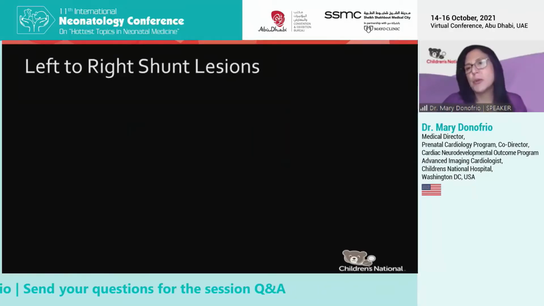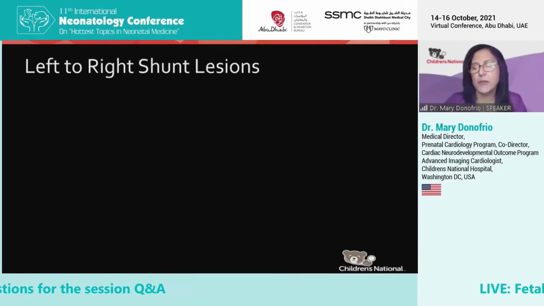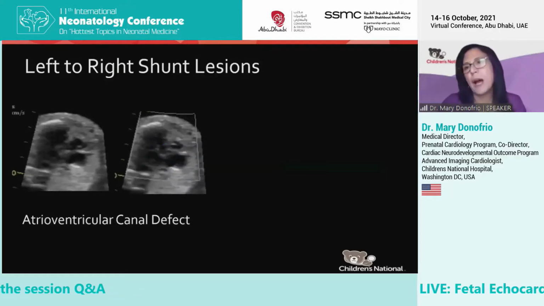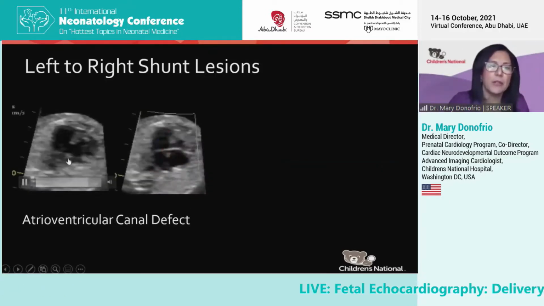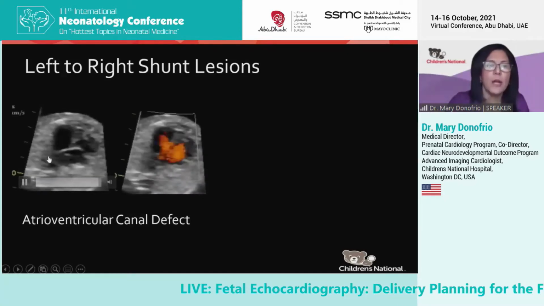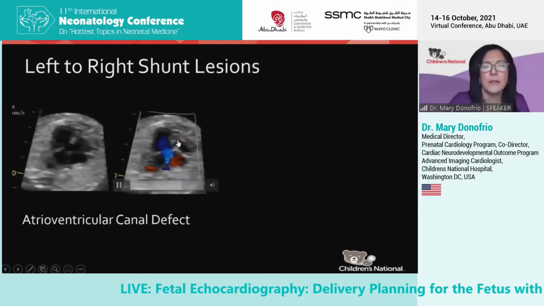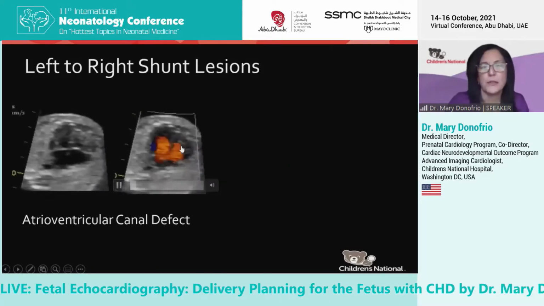So let's just go through a couple of examples. First, the left to right shunt lesions. These are ASDs, VSDs, and even some more complicated defects like AV septal defects, AV canal defects here, where you can see the four chambers of the heart, the big hole right here in the middle with a single common AV valve. And then the color really shows that there's no flow going across these holes in the heart.